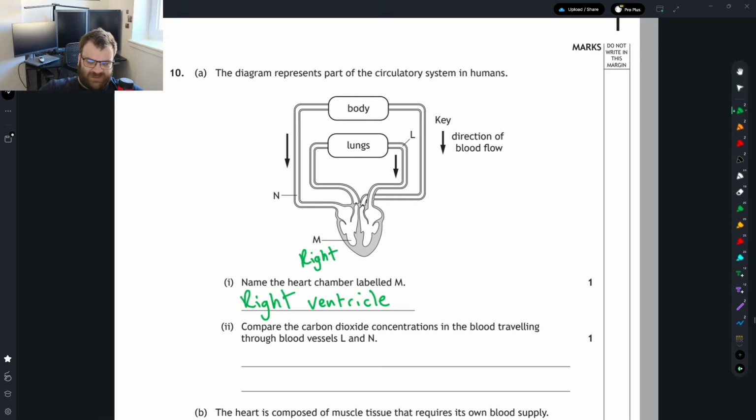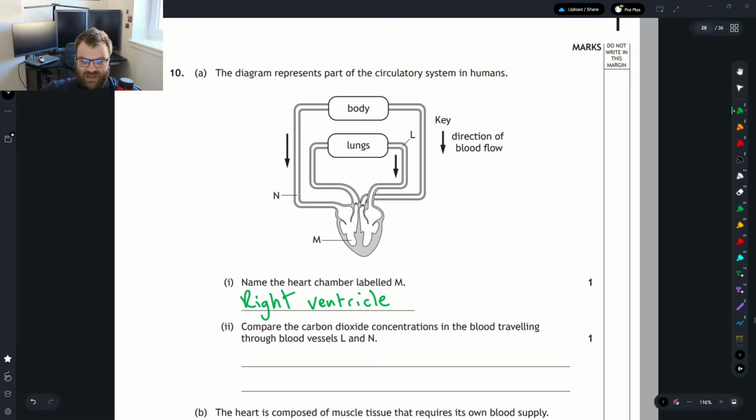So if you look at it, if it's on the left as you look at it, as you've been taught since whenever you first learned left and right, we then say it's on the right. So it's the right ventricle, even though it's on the left. We are then asked about carbon dioxide concentration.